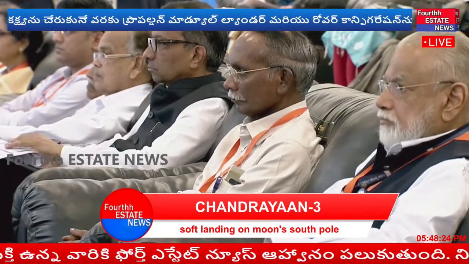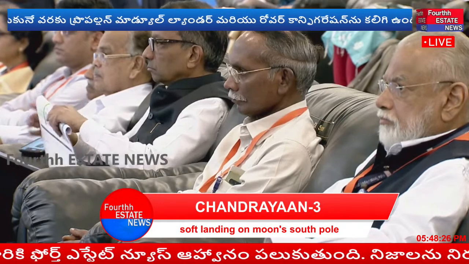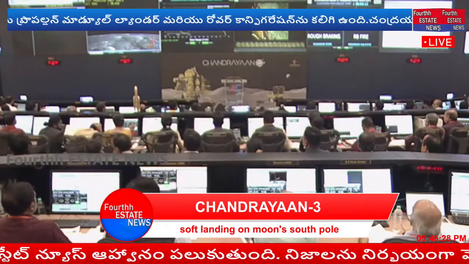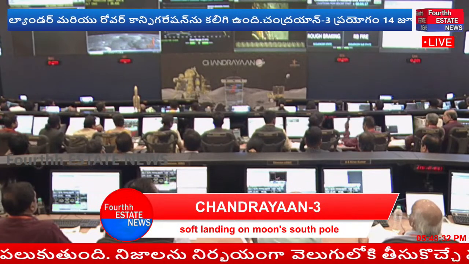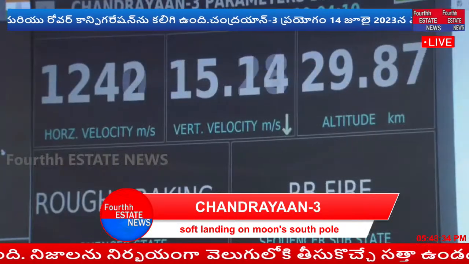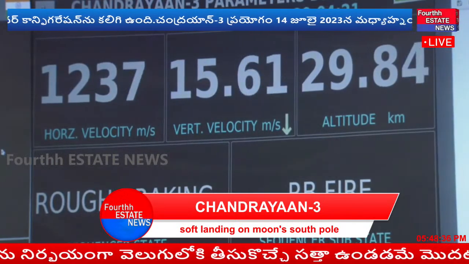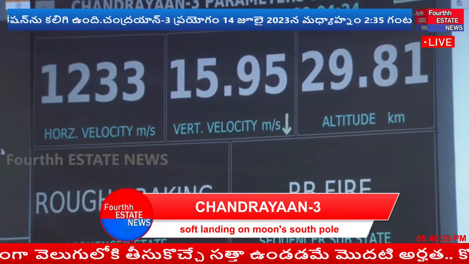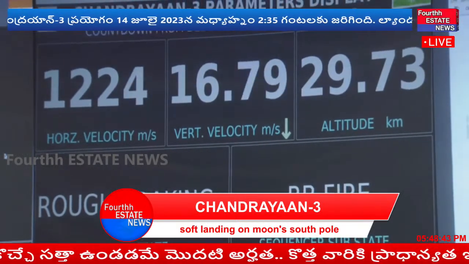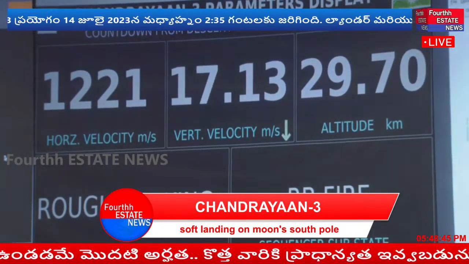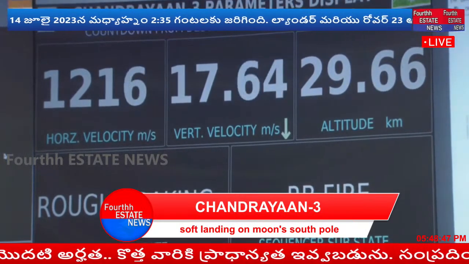During the entire descent, there is no ground intervention as the ALS has taken charge. The preparation for today's event had started nearly 48 hours before, wherein various pre-selections and uplinking of parameters were done. We can see that the vertical velocity of the lander module has been brought down. It is continuously coming down.